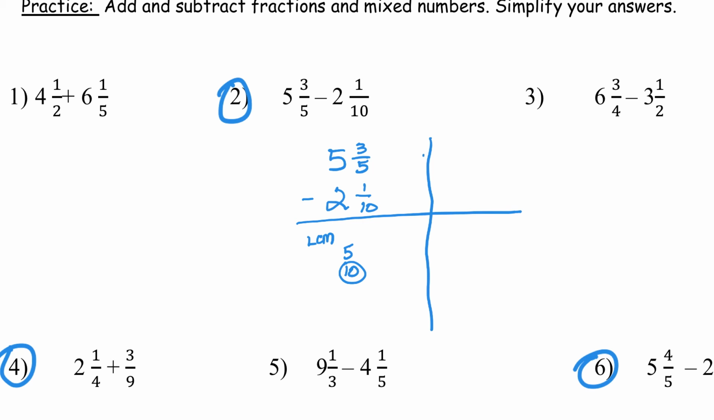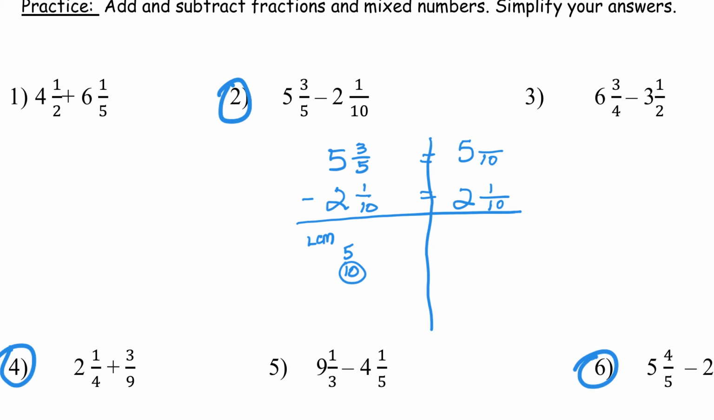So I'm going to rewrite my mixed numbers with new denominators of 10. So I'm going to remember to bring my 5 over here. I'm going to rewrite this with the denominator of 10. And notice that the 10 is already there for the 2 and 1/10. So I'm just going to bring this over. I don't even have to do anything with that. Now I'm going to set up my 5 and 3/5. I'm going to rewrite that.